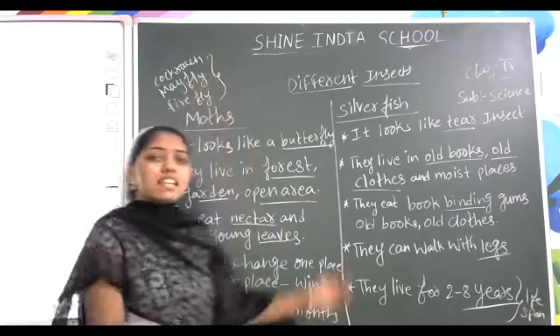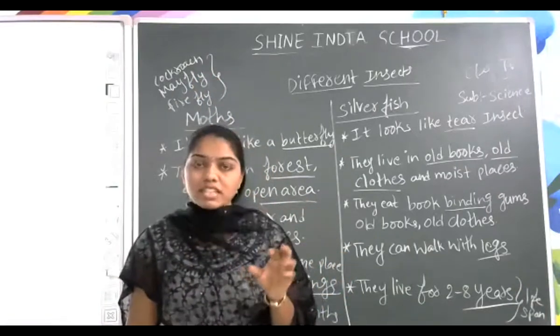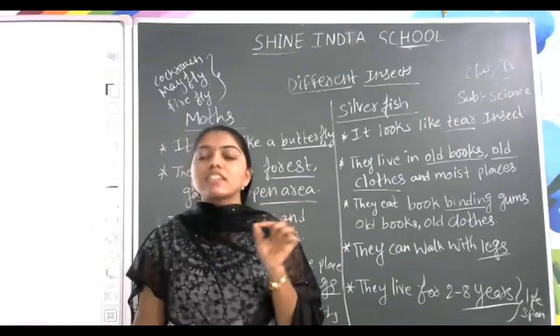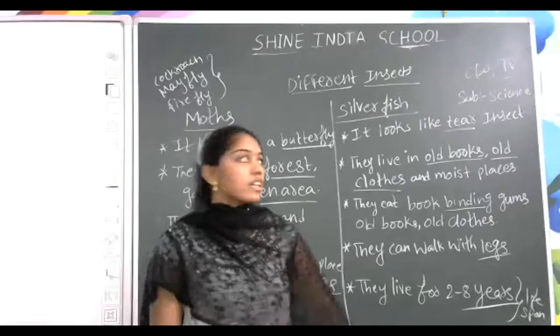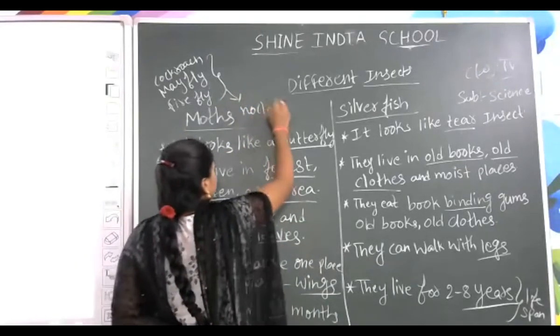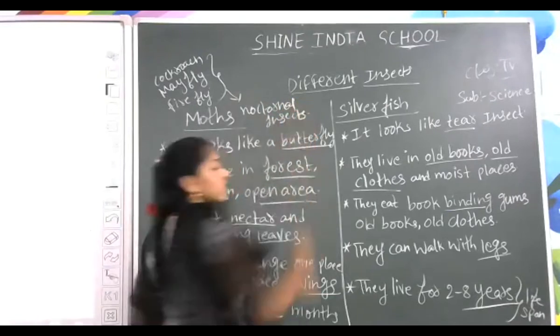These are the three insects which walk, which eat, which do all the activities only at night time. So these three insects are called nocturnal animals or nocturnal insects. What do we call them? Nocturnal insects.